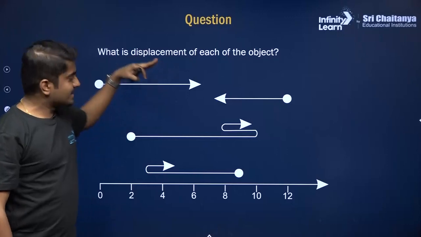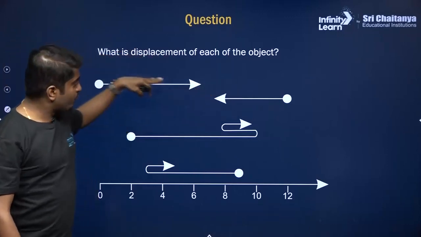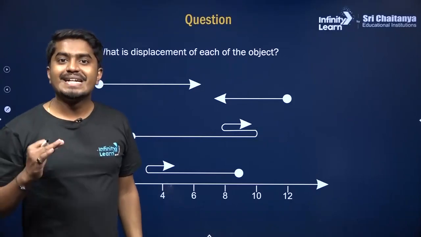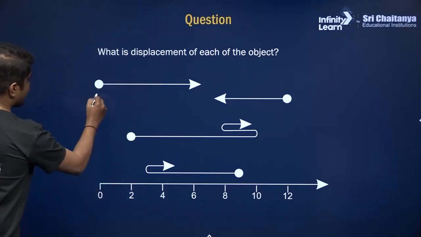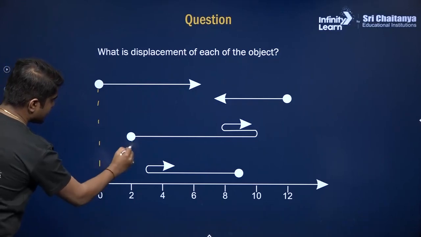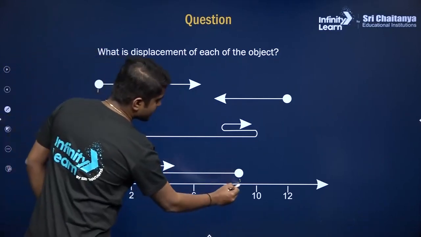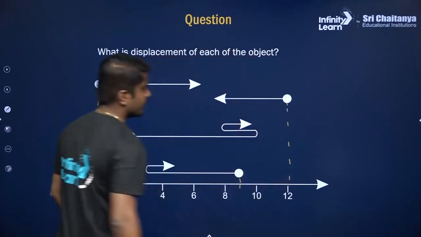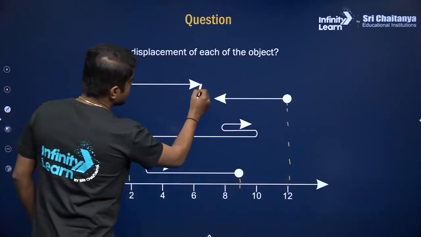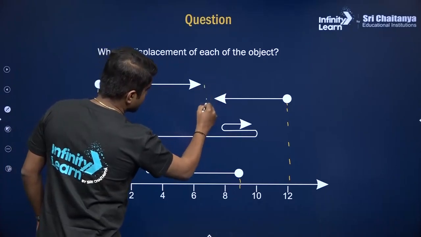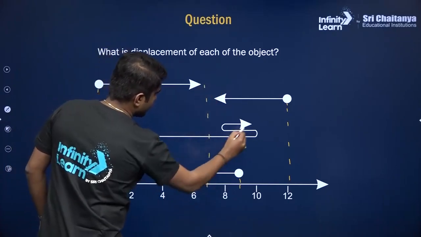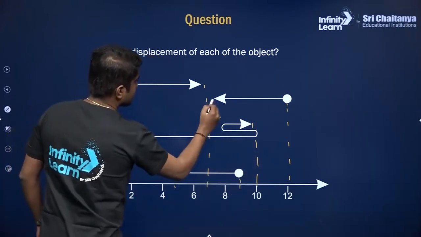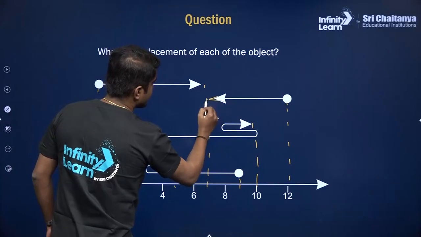So the next one now. There is a question. These are different objects moving in different directions. So we have to calculate their displacement. So let's find, these are their starting positions. Okay, and their final positions. So this is a final position somewhere here. There is a final position. This one, let's consider it to be here. This is a final position.